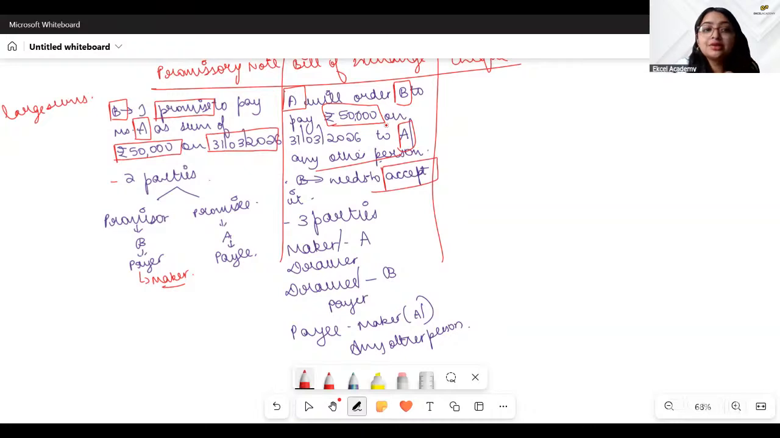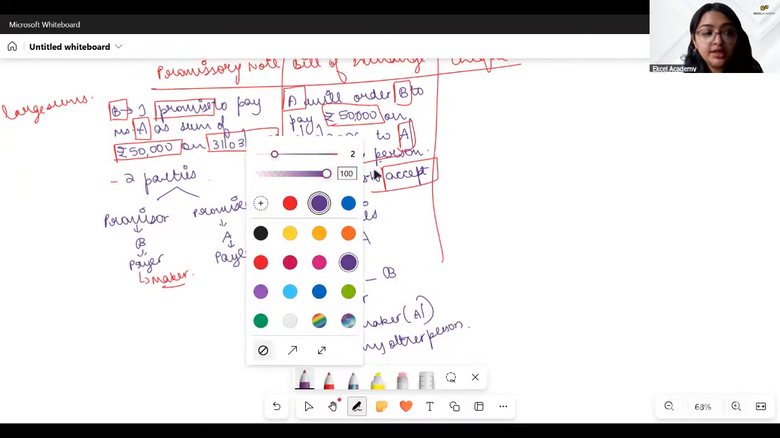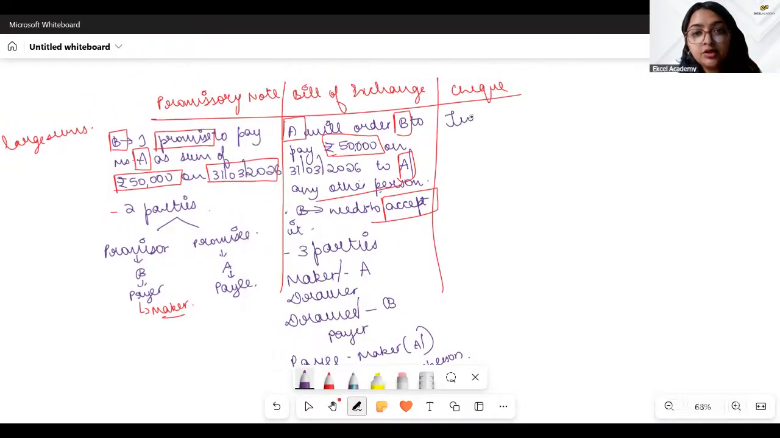So a promissory note is a promise to make a payment. A bill of exchange is an order to make a payment. Then comes your check. A check is a type of bill of exchange itself, and it is specifically drawn upon a banker.